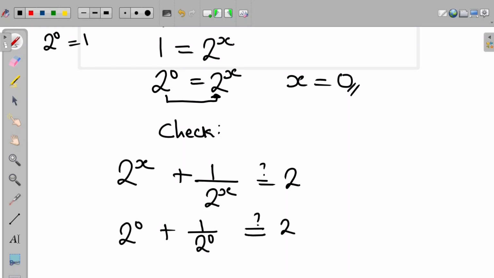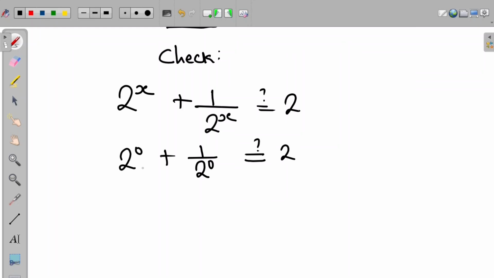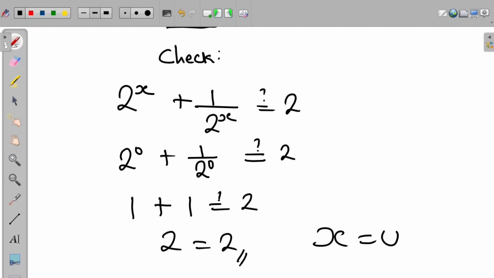is equal to 2. So 2 to the power of 0 is 1 plus here also 2 to the power of 0 is 1. 1 divided by 1 is 1. So therefore 2 is equal to 2. Thus, x equal to 0 is correct.